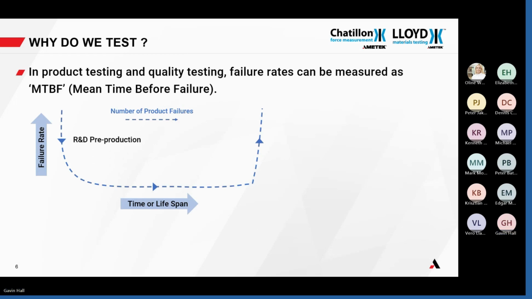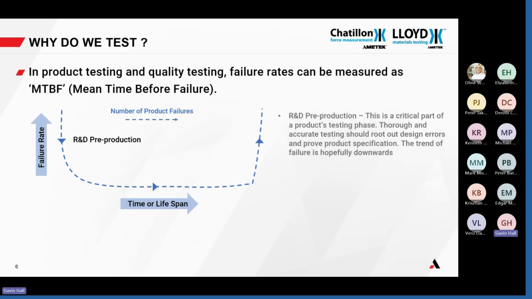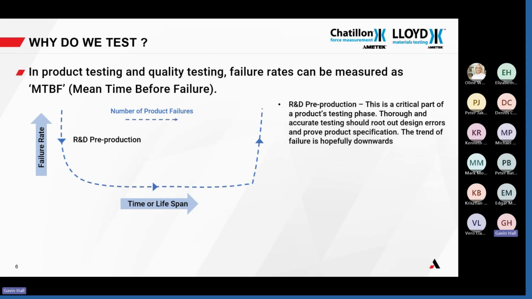Typically with a product design, we start off with R&D, research and design, the pre-production phase. During that cycle, it's a critical part of the product's testing phase, because at this time we're looking at how it was designed and whether it has met its design criteria, its need for existing. Accurate testing should root out any design errors, prove the product specification if there is one, hopefully there is, and the trend of the failure is hopefully downwards.